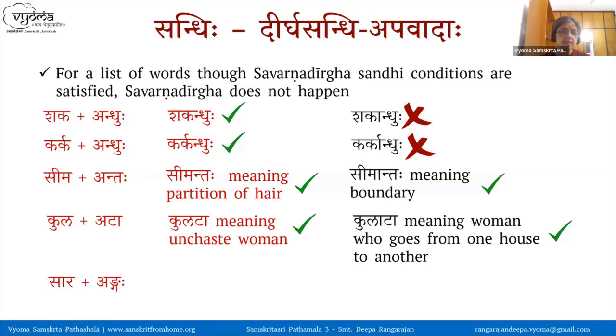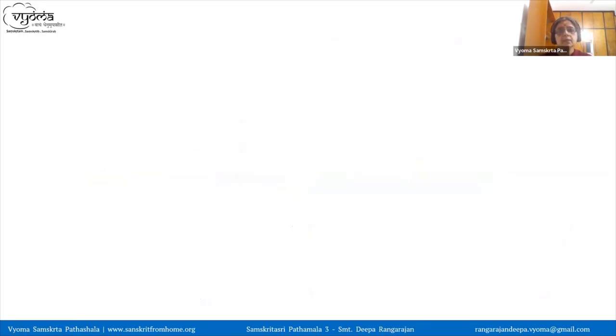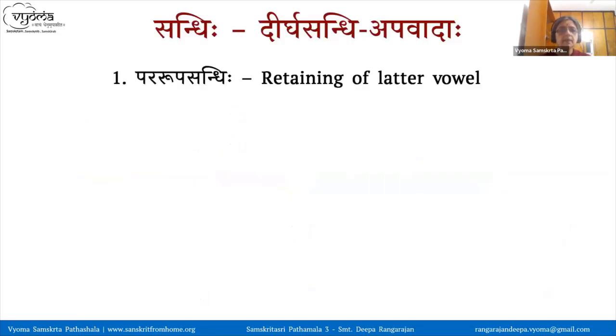Similarly, Sara Angaha, when you want to refer to a bird or an animal, this deer sometimes is called a Sarangaha. So in Sarangaha, the Savarna Dirgha is not done. When you want to refer to a deer, you don't say Sarangaha with the long vowel. Whereas when you say Sarangaha, what it means is Sarani Angani Yasyasaha, the one who has strong limbs. Since it is in Pullinga, we say a man or anything masculine which has strong limbs. Only in that sense can we do the Savarna Dirgha Sandhi. So here in all these cases, there is a Para Rupa Sandhi.